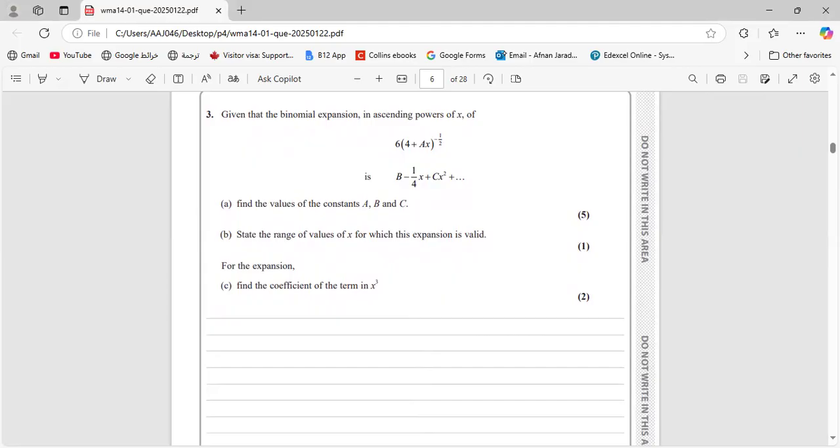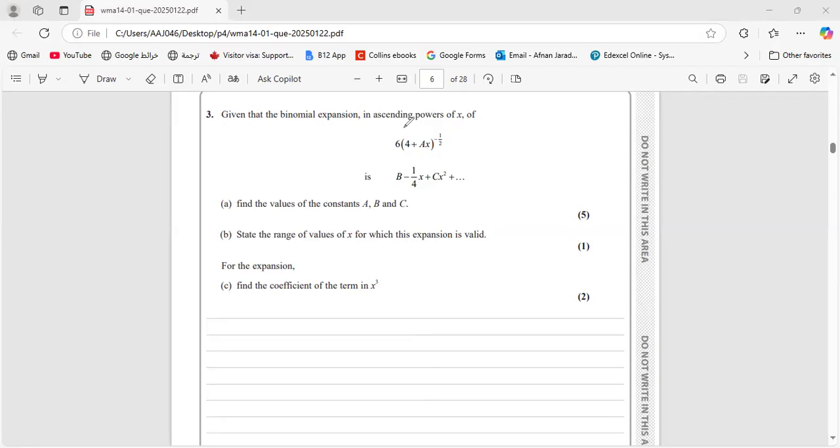to the power of negative half is b minus 1 over 4x plus cx squared plus etc. A, find the values of the constants a, b, and c. Okay, a, b, and c. How can I find the values of a, b, and c? By making the binomial expansion.